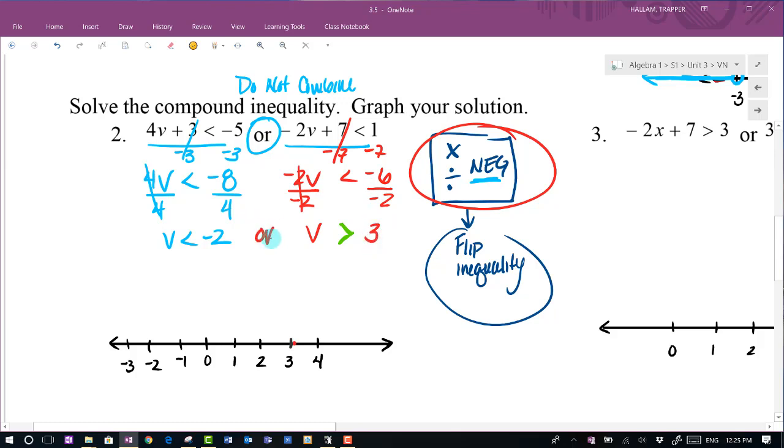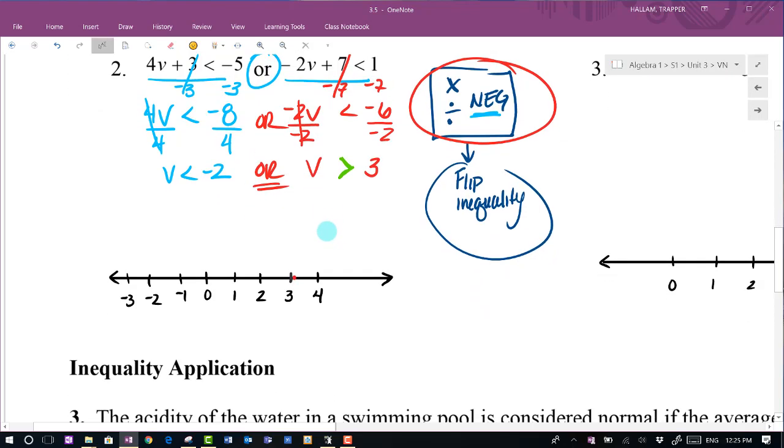So, and I'm going to write the word or in here because it needs to be retained so that you know that it's an or compound inequality. So let's graph both of our inequalities. We should find out that they do not overlap or intersect like a barbell.